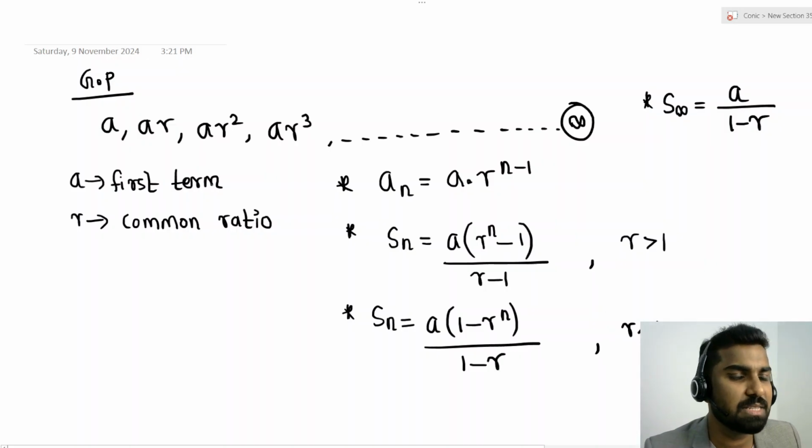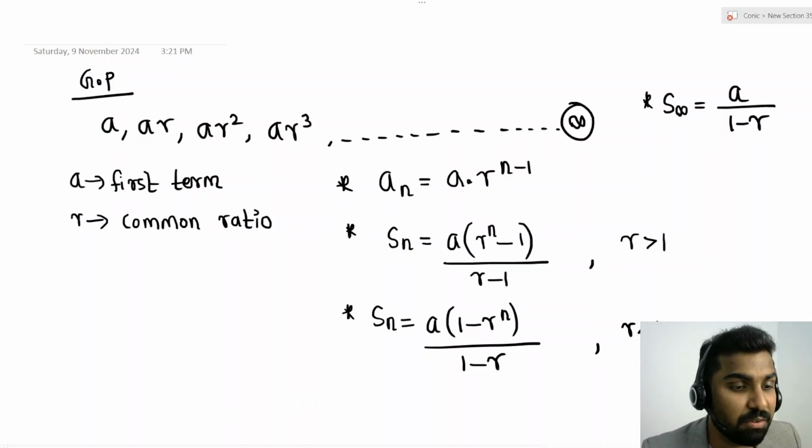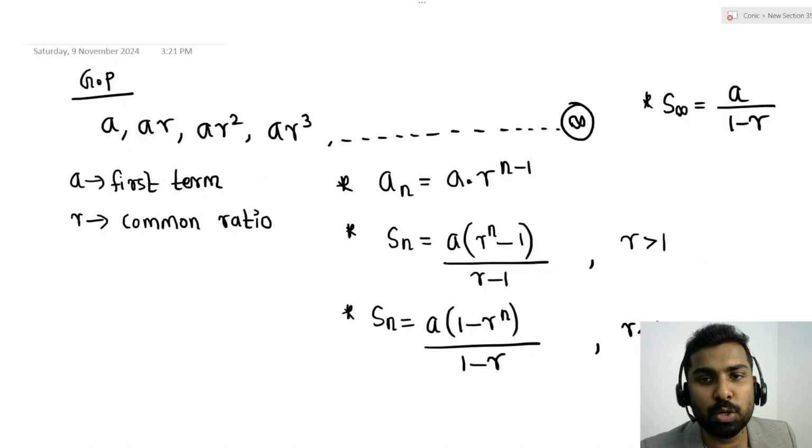Then we have a certain set of GPs which are not terminating, going up to an infinite number of terms. That kind of GP is called an infinite GP. The infinite GP sum can be calculated by the formula S infinity equals a divided by 1 minus r. So we have to keep this in mind. Then let's go to the question part.